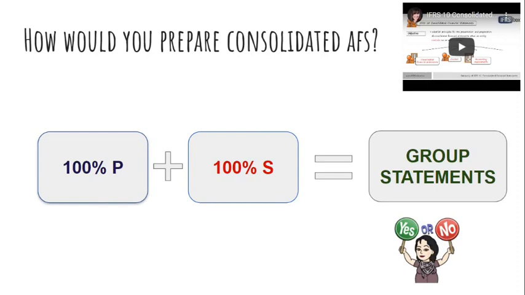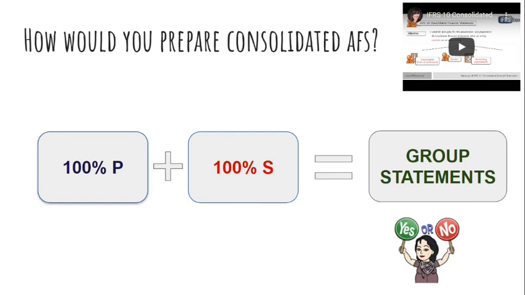We've now spoken a lot about concepts and principles and single economic entity and substance over form. But how would you now prepare consolidated financial statements? How would you calculate your line items in the consolidated financial statements so that those amounts are a fair representation of this new single economic entity? Let's look at this equation in front of you. 100% P plus 100% S equals group statements. Do you think that is all it involves?